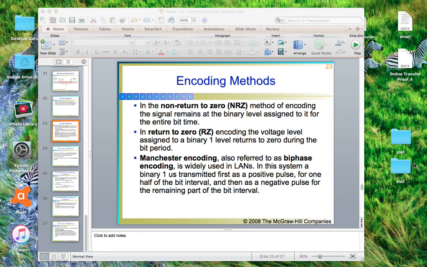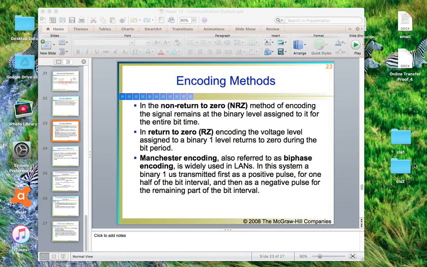So there are various encoding methods over here, which can be non-return to zero, a method of encoding where the signal remains at the binary level assigned to it for the entire bit duration. Like for 1 it will be a mark level, and for 0 it will be a space level.